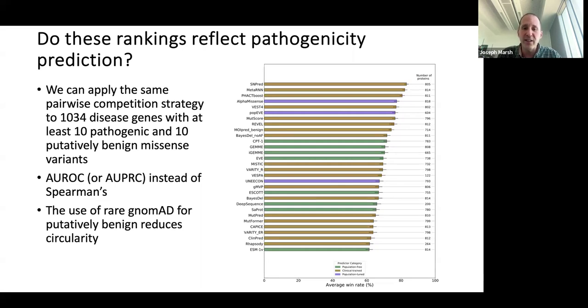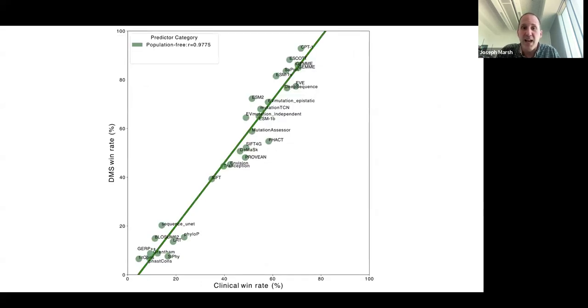And here, on first glance, we get what looks like totally different rankings. We get a totally different set of predictors near the top. AlphaMissense is pretty high, but a lot of differences between them. What's really interesting is when we compare these ranking scores for the deep mutational scanning based benchmark and this more traditional clinical benchmark. If you look at these population-free predictors, remember, these are the predictors that pretty much just use evolution and structure. So they're totally independent of any kind of training bias that could have gone into them.